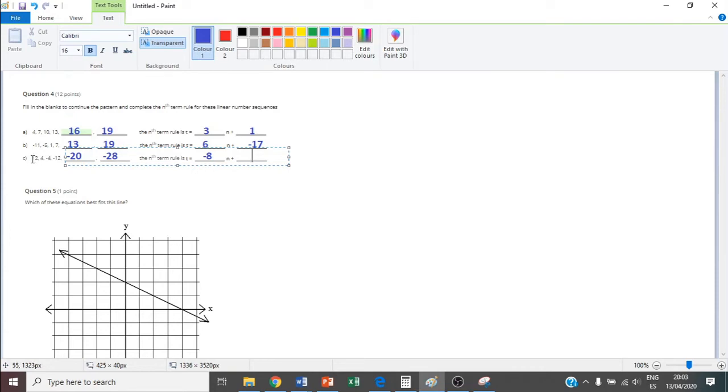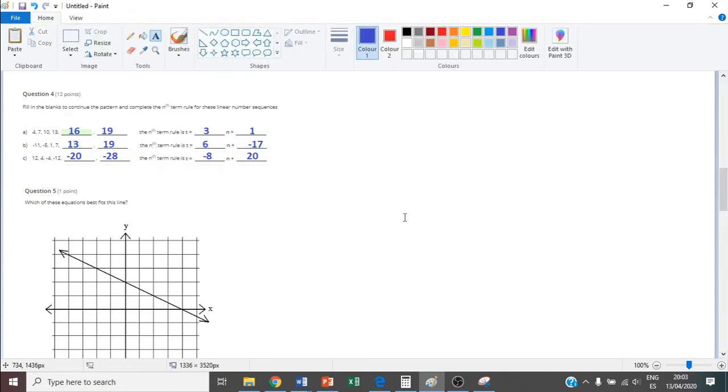Or you can use that other trick. What would the number before 12 have been? If I added 8 to get to 12, take 8 away from 12 and see what would have been before that. Oh sorry, I'm taking away, so add 8 to 12. That's 20, right? Negative 8 plus 20 gives us 12.